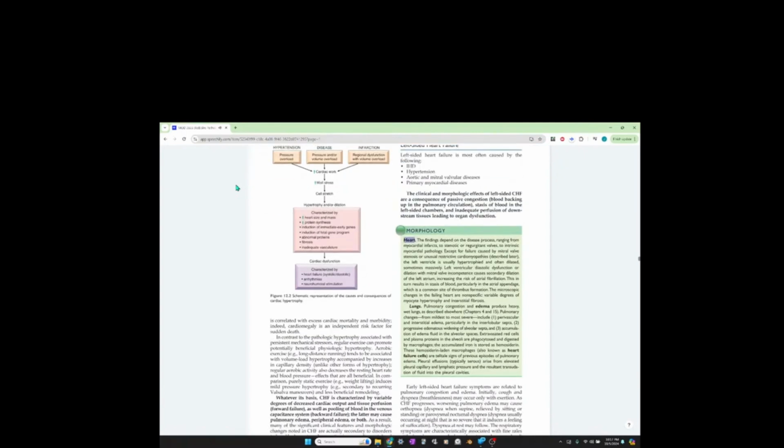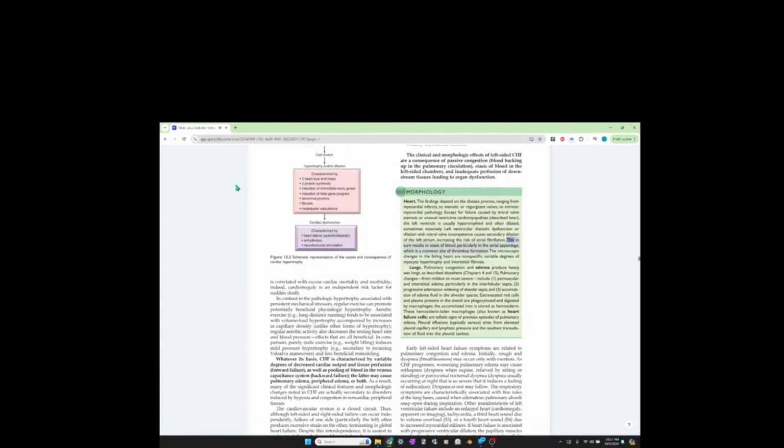Morphology, heart: The findings depend on the disease process, ranging from myocardial infarcts to stenotic or regurgitant valves to intrinsic myocardial pathology. Except for failure caused by mitral valve stenosis or unusual restrictive cardiomyopathies, the left ventricle is usually hypertrophied and often dilated, sometimes massively.